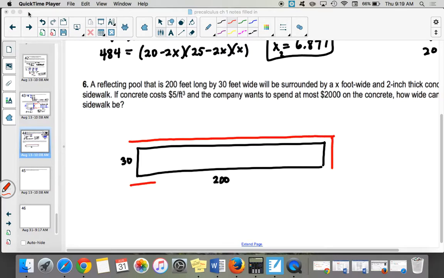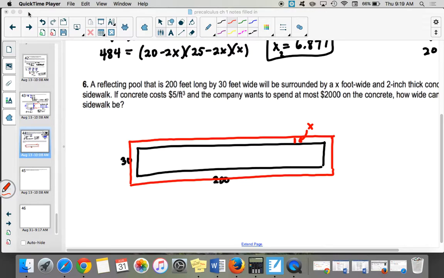Have you guys seen the reflecting pool in DC? Imagine that. Okay, and this sidewalk is going to be X units wide. And we want to know how much this concrete is going to cost us. So it says the company wants to spend at most $2,000 on the concrete. So how wide can the sidewalk be?